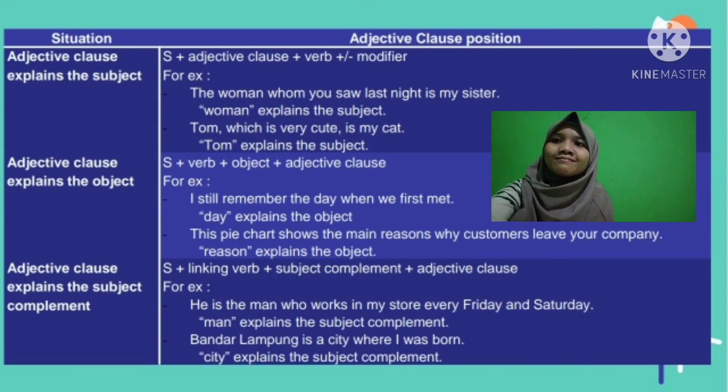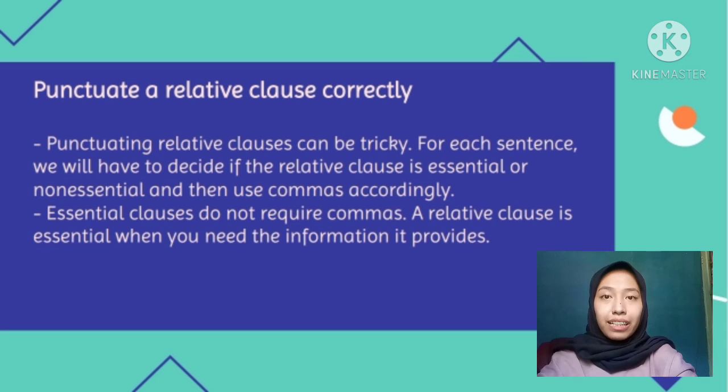Thank you. The next is about punctuating a relative clause correctly. Punctuating relative clauses can be tricky. For each sentence, we will have to decide if the relative clause is essential or non-essential, and then use commas accordingly. Essential clauses don't require commas, and a relative clause is essential when we need the information it provides.